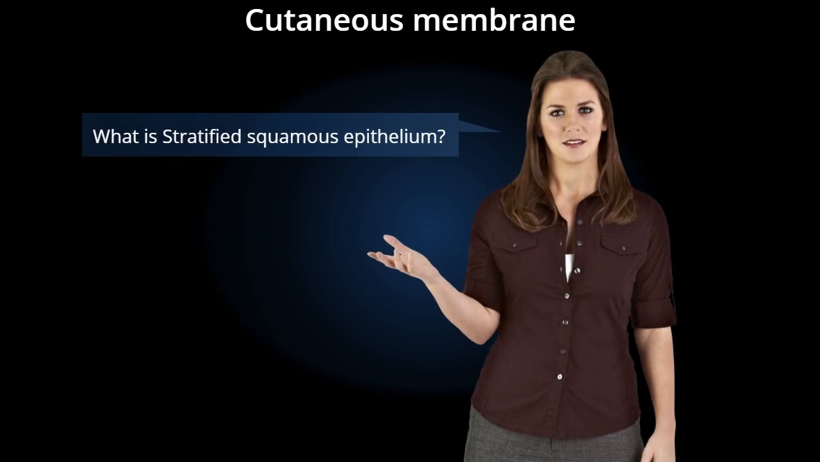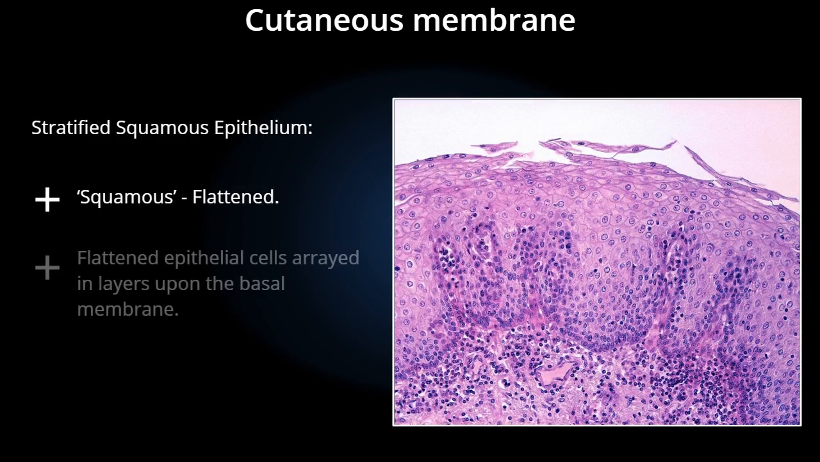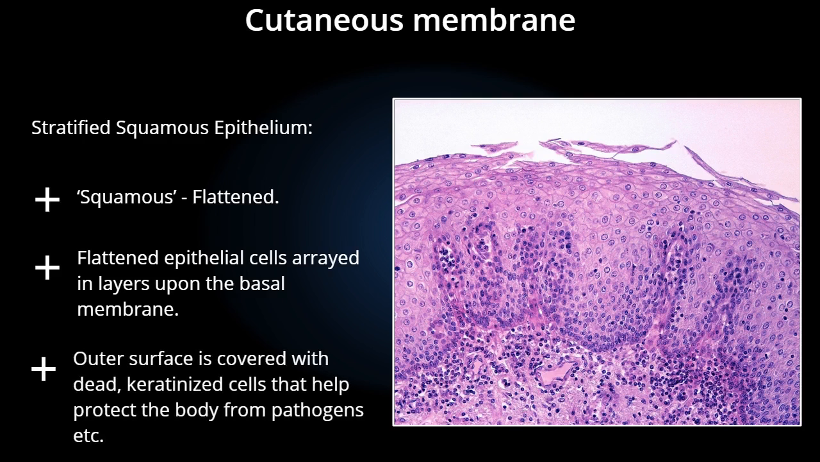What is the stratified squamous epithelium? Squamous means flattened, and when the flattened epithelial cells are arrayed in layers upon the basal membrane, it is known as stratified squamous epithelium. The outer surface of this membrane is covered with dead, keratinized cells that help protect the body from the likes of pathogens, etc.